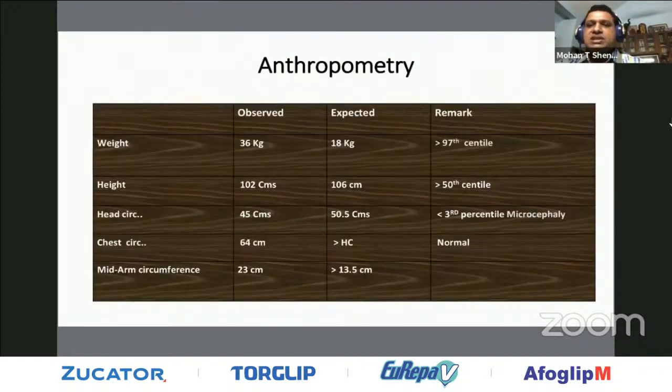On the measurements, in children we have to measure very correctly and accurately. In the clinic, we have a stadiometer, and an accurate weighing machine. Presently he was 36 kilograms, and the expected weight for that age was 18 kg, so it's more than expected. The height was okay, because as the child has gained weight, the height will definitely be parallel to that. Head circumference showed microcephaly, and mid-arm circumference was more, indicating excess of nutrition.